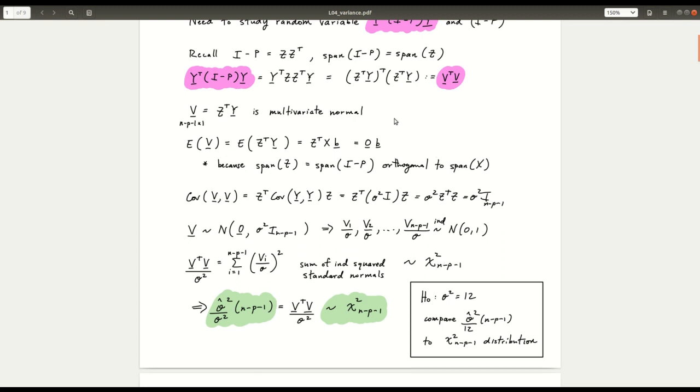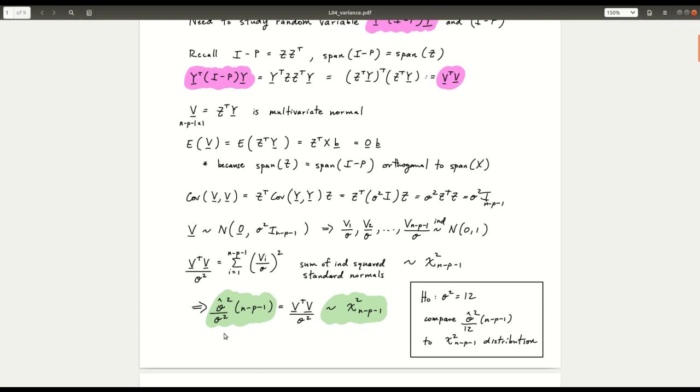It all stems from the fact that this matrix appears inside of what's called a quadratic form, so this quantity is called a quadratic form. The rank of this matrix, which is equivalent to saying the dimension of the span of I minus P, is n minus p minus 1. So that's where this comes from.